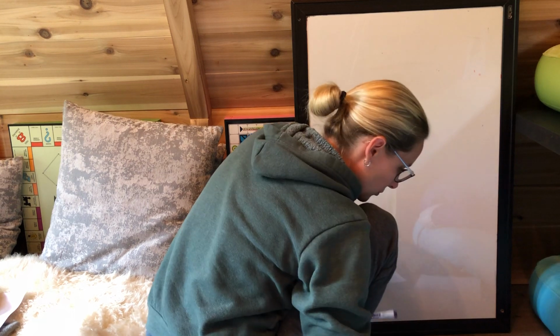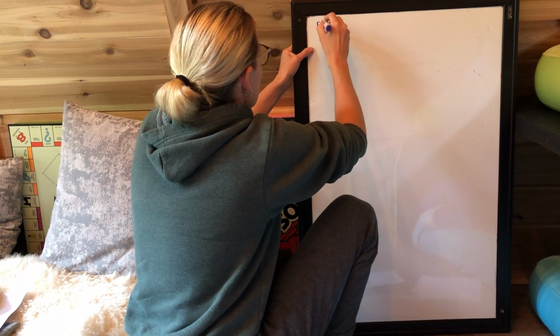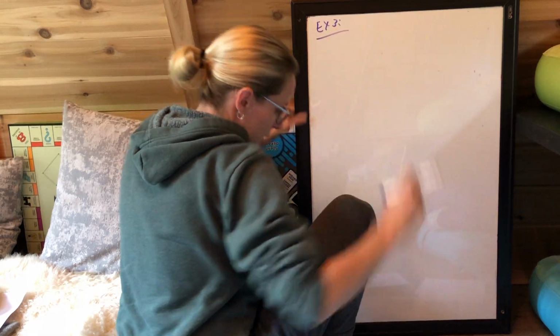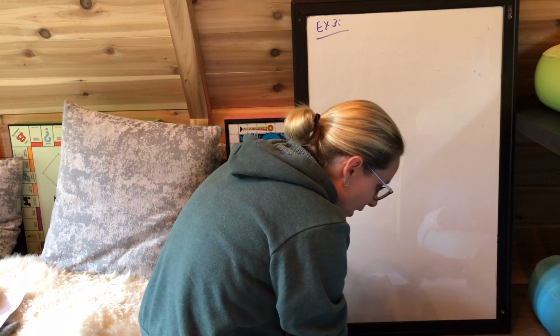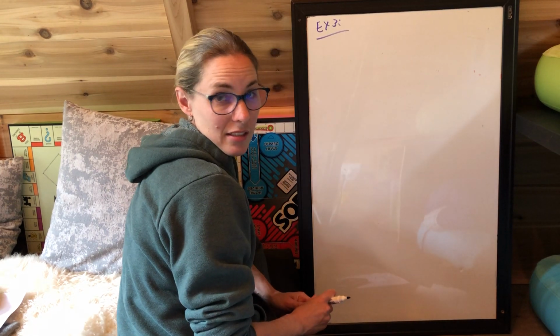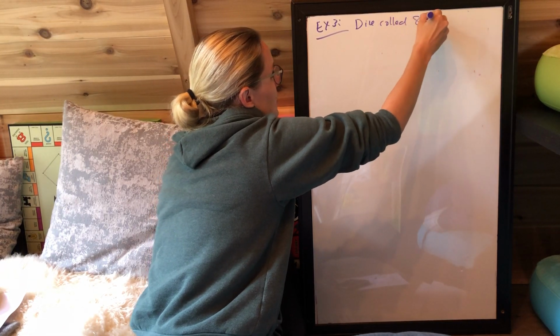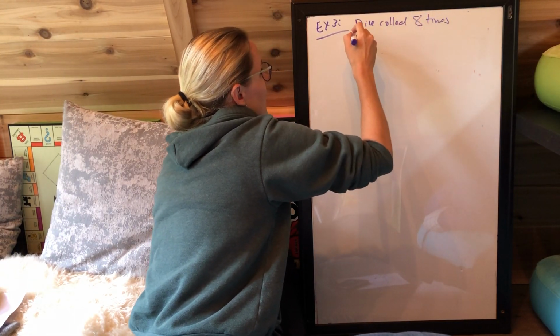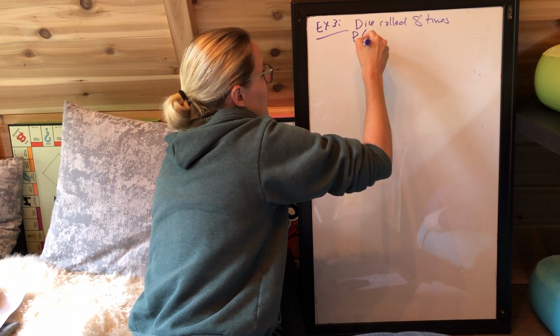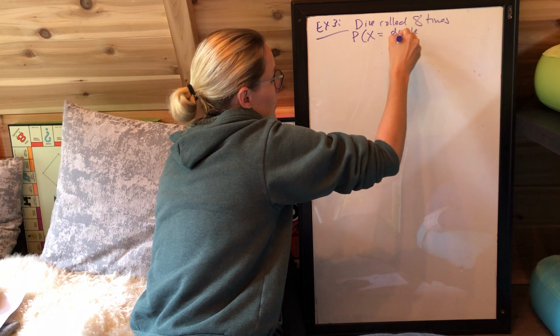Okay. So the first example I want to do is example 3. That's in your notes. It says, a pair of dice is rolled 8 times. Find the probability of rolling double 6s. Okay? Dice rolled 8 times. Find the probability of rolling double 6s.